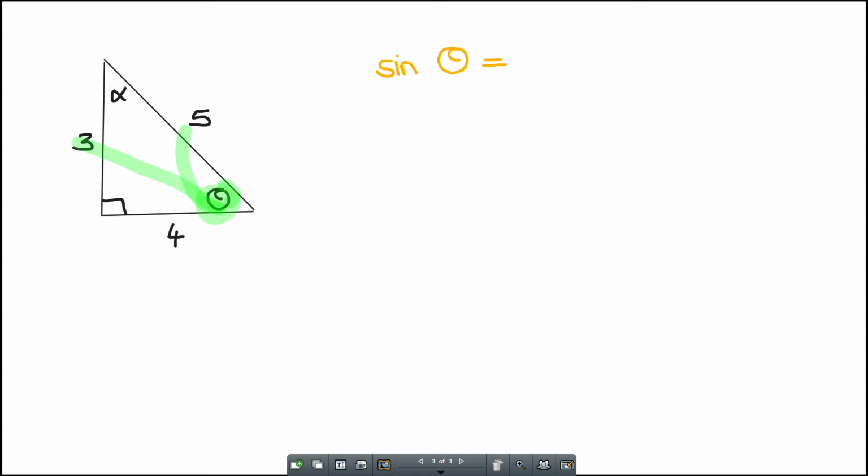Gaan wees 3 op 5. That's your answer. 3 over 5. See? Easy enough, no?